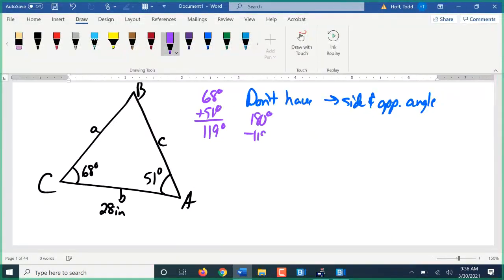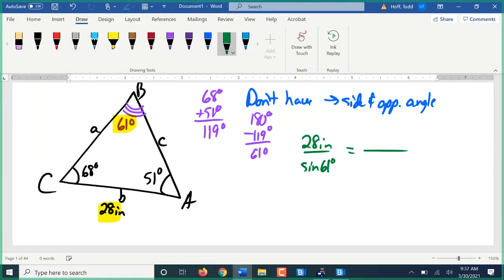180 minus 119 gives us 61 degrees. So we know angle B is 61 degrees. Now we do have a side and its opposite angle, so we're still able to do the law of sines. We have our 28 inches over the sine of 61 degrees.